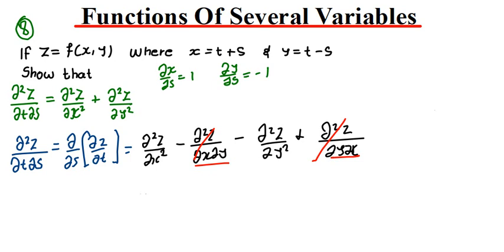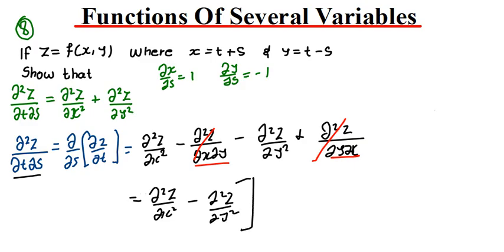Okay, so what this tells you is that what you have here has resulted due to having a second partial with respect to x squared minus second partial with respect to y, like that. So you observe this is equal to that, and we can say hence shown. And that's how we answer this question.